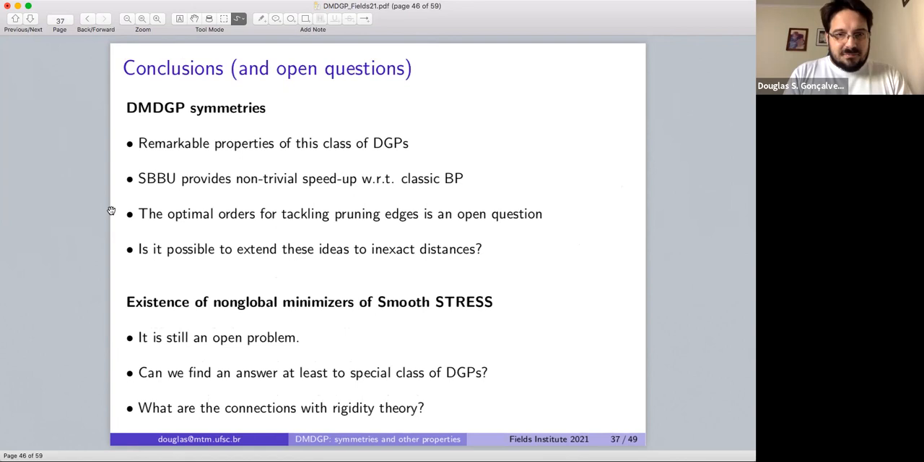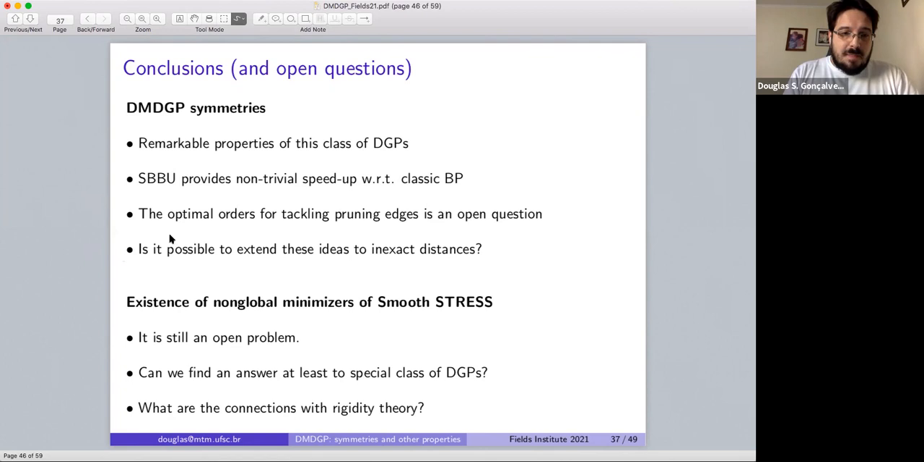In conclusion, I'd like to say that the discretizable molecular distance geometry problems have very interesting and remarkable symmetry properties, which may be exploited to solve the problem more efficiently. In particular, these properties allow us to count the number of solutions of the problem without needing to solve it. They also tell us that given one solution, I can generate all the others by using partial reflections. And exploiting the symmetry properties, we were able to present a new algorithm for this class of distance geometry problems, which has a considerable, non-trivial speedup with respect to the classic branch and prune. There are some open questions.